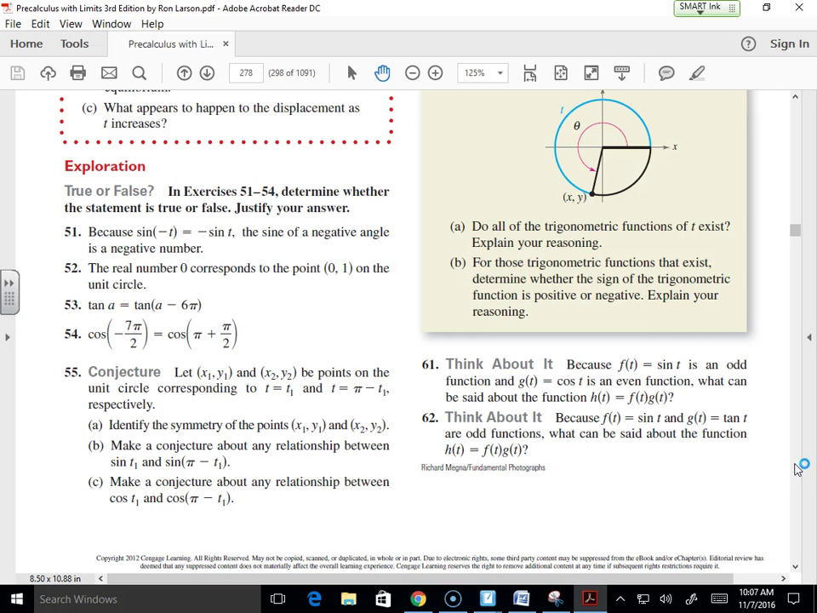Letter B says, for those trig functions that exist, determine whether the function is positive or negative. That's a good one. Sean, what's up? Yeah, go for it. Can you give me some reasoning as to why? Yes. Okay. The sine, cosine, cosecant, and secant will all be negative because the placement is in quadrant 3, and then the tangent and cotangent will be positive because when we're doing the tangent, we're taking the line, dividing it by the x, so it would be negative divided by negative.